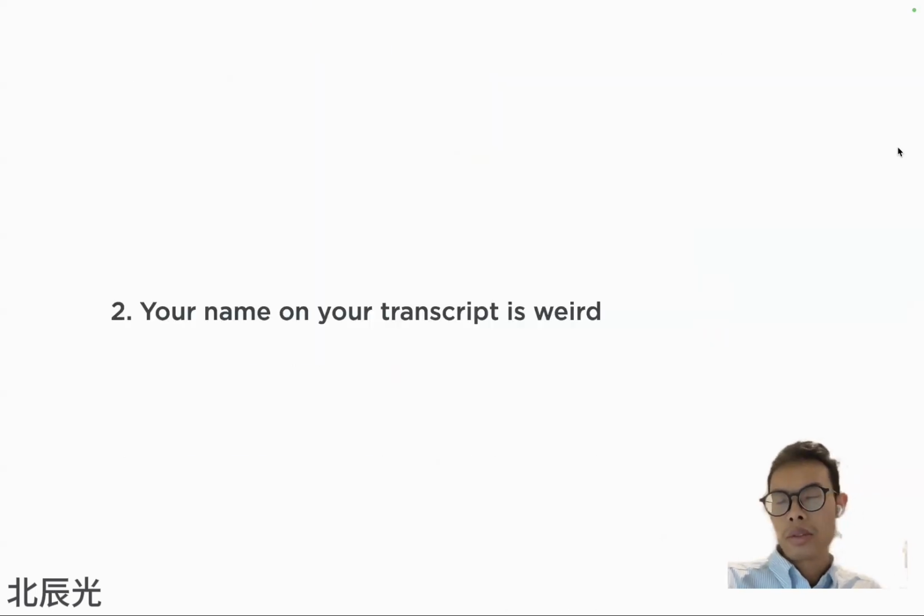So, moving on to the second question. The second issue is that your name on your transcript is weird. This is so out of the blue, you might not even think there's something wrong with the transcript your school gave you. You might suppose that everything they give you is error-free, but that's not the case, and it can get very wrong sometimes.